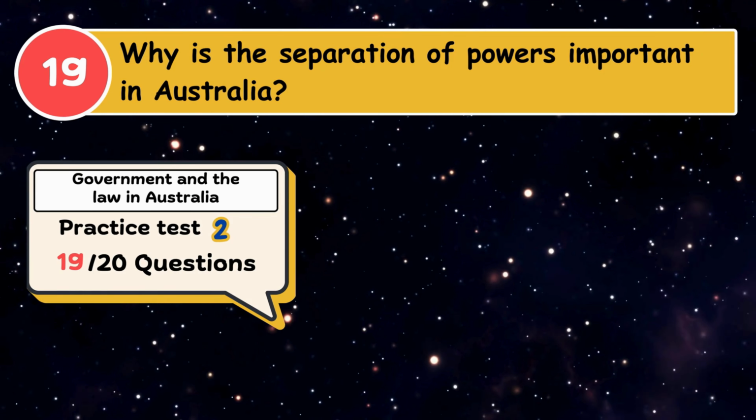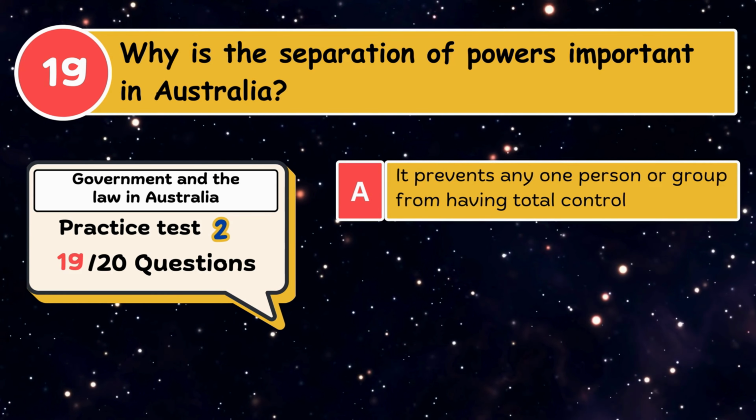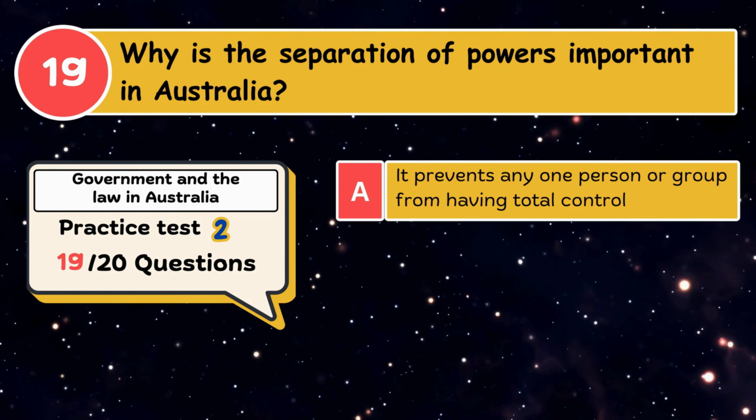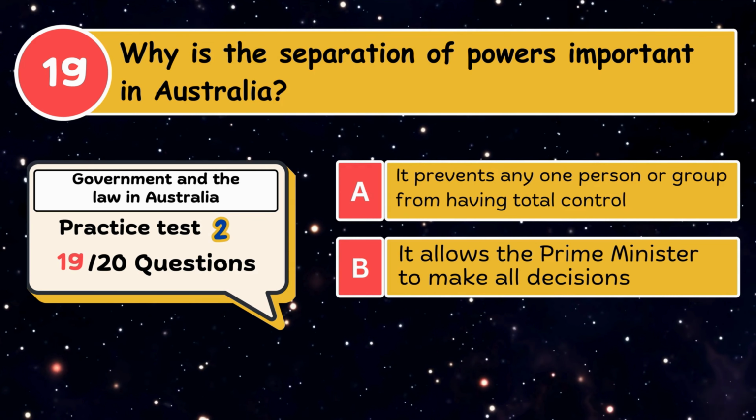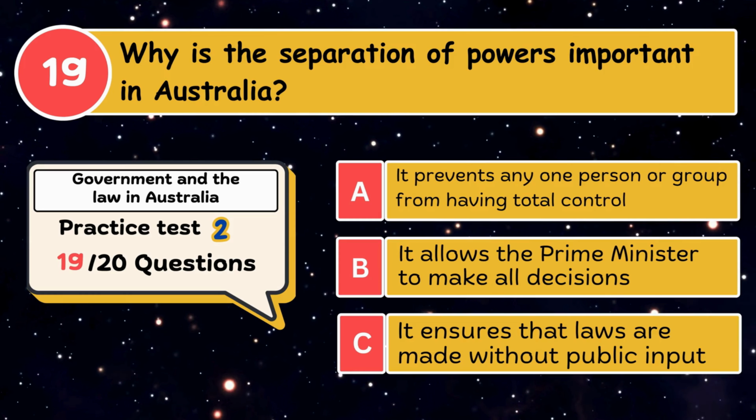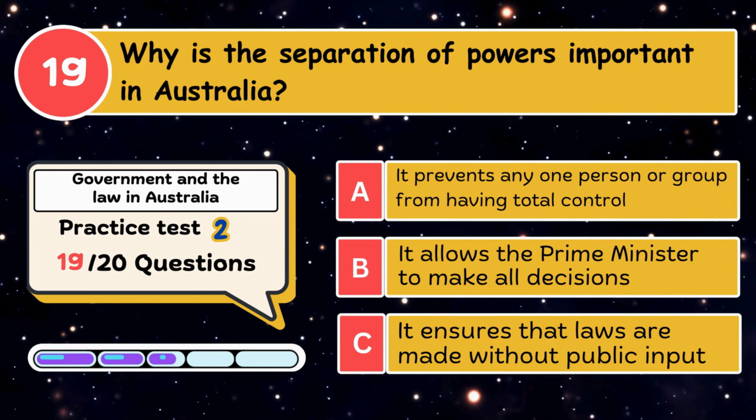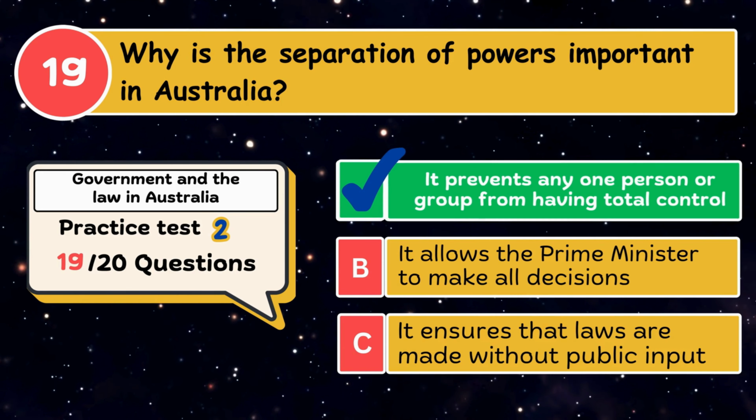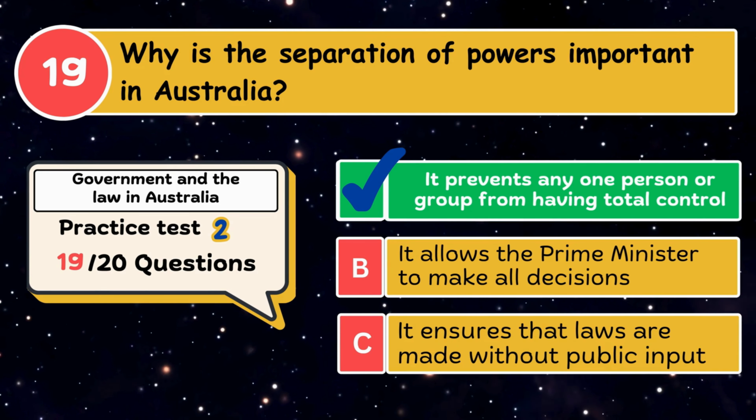Why is the separation of powers important in Australia? A, it prevents any one person or group from having total control. B, it allows the Prime Minister to make all decisions. C, it ensures that laws are made without public input. The correct answer is it prevents any one person or group from having total control.